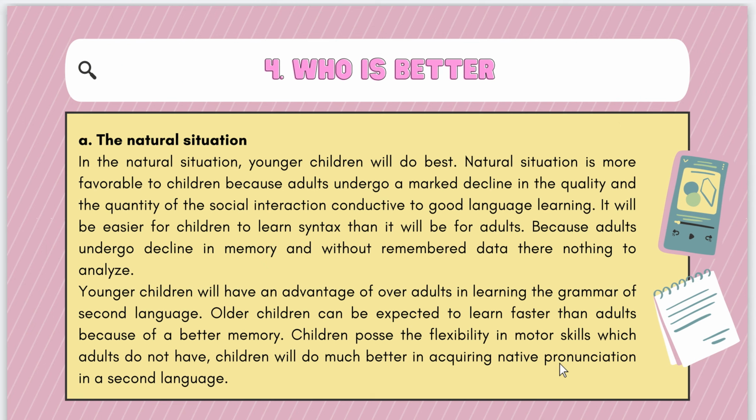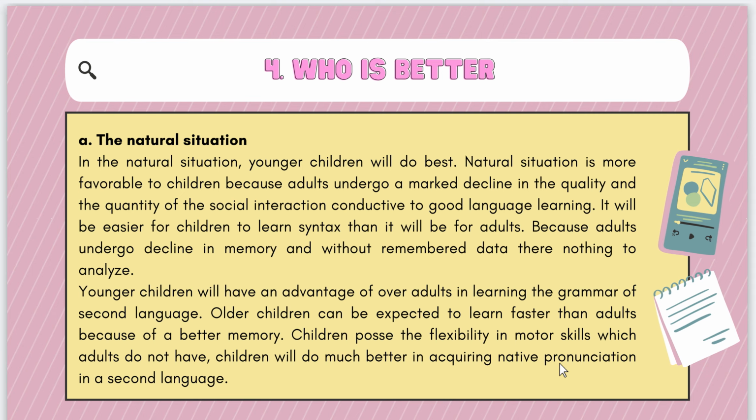Then next slide is number 4. Who is better? A. The natural situation. In the natural situation, younger children will do best. The natural situation is more favorable to children because adults undergo a marked decline in the quality and quantity of the social interaction conducive to good language learning. It will be easier for children to learn syntax than it will be for adults. Because adults undergo a decline in memory, and without remembered data, there is nothing to analyze.